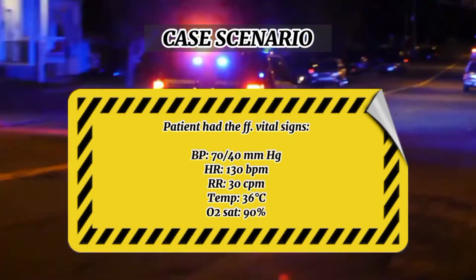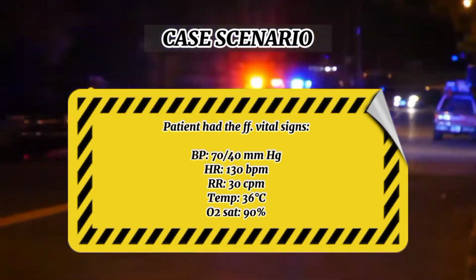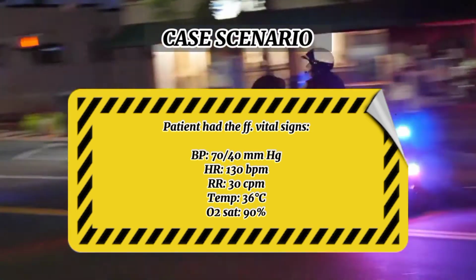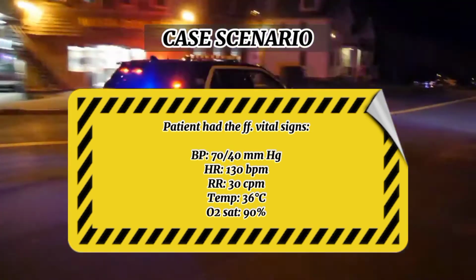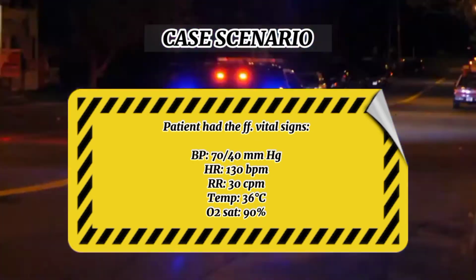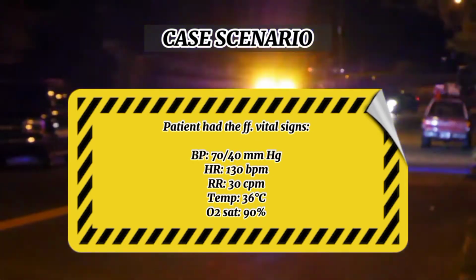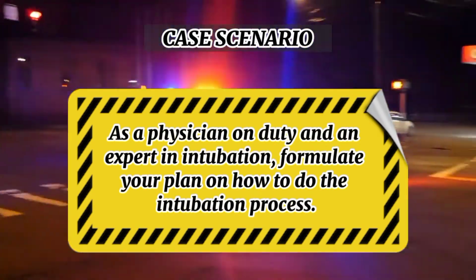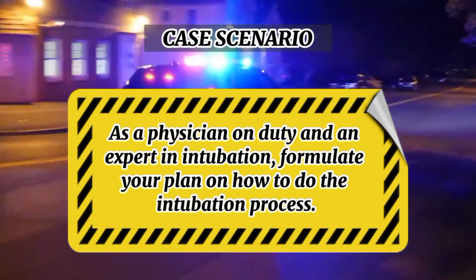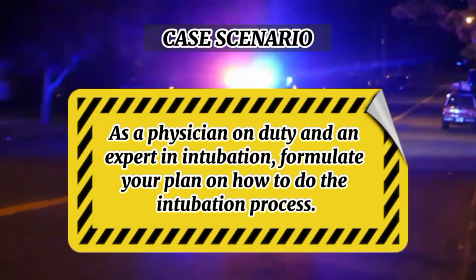The patient has the following vital signs: a BP of 70/40 mmHg, a heart rate of 130 bpm, respiratory rate of 30 cpm, temperature of 36 degrees Celsius, and an O2 sat of 90%. As a physician on duty and an expert in intubation, formulate your plan on how to do the intubation process.